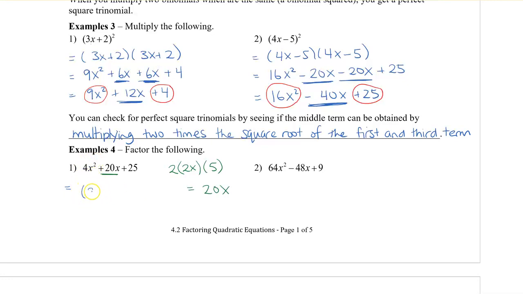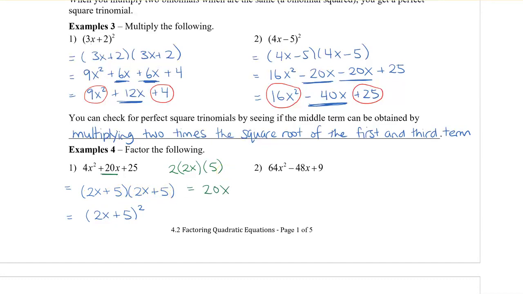So the square root of 4x squared is 2x. The square root of 25 is 5. And there are two of them, two binomials that are identical. And then we can rewrite this as 2x plus 5, all squared. So again, what I'm doing is checking if that middle term, the 20x, is 2 times the square root of the first term and the third term. And if it is, it's a perfect square trinomial, which means that I can factor it very quickly to be 2x plus 5 and 2x plus 5.